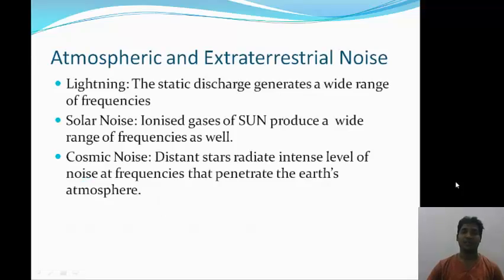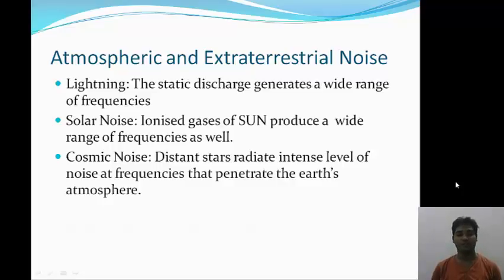What is atmospheric or extraterrestrial noise? The noise that is caused by the atmosphere is called atmospheric noise, like lightning, solar noise, or cosmic noise. During lightning, the static discharge generates a wide range of frequencies that interferes with the wireless communication system. So we get an undesired high voltage between the transmitter and the receiver due to lightning. So it is an undesired signal, and it is a part of the noise.